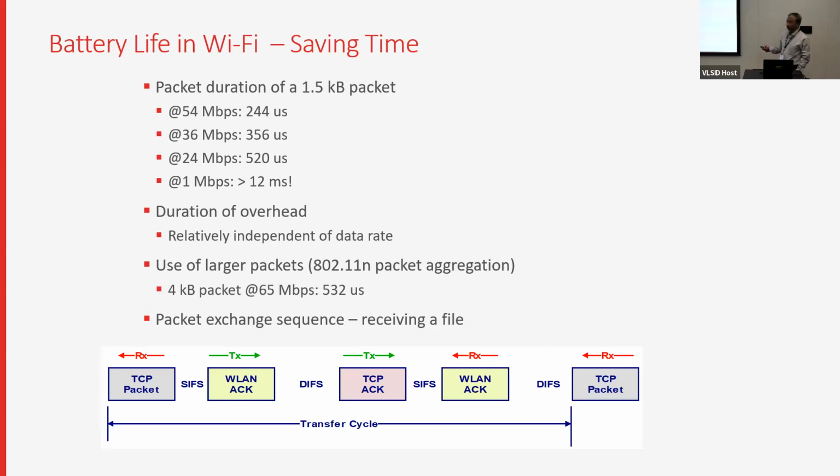1 Mbps uses, for example, BPSK. 54 Mbps uses 64 QAM and different levels of error correction. So if you want to use 64 QAM, you need a much higher signal to noise ratio than if you're using 1 Mbps. So the idea is that you would want to transmit data at as high a data rate as possible, because the same amount of data, 1.5 kilobytes, you can transmit in a quarter of a millisecond if you're using 54 Mbps, whereas it can take up to 12 milliseconds.